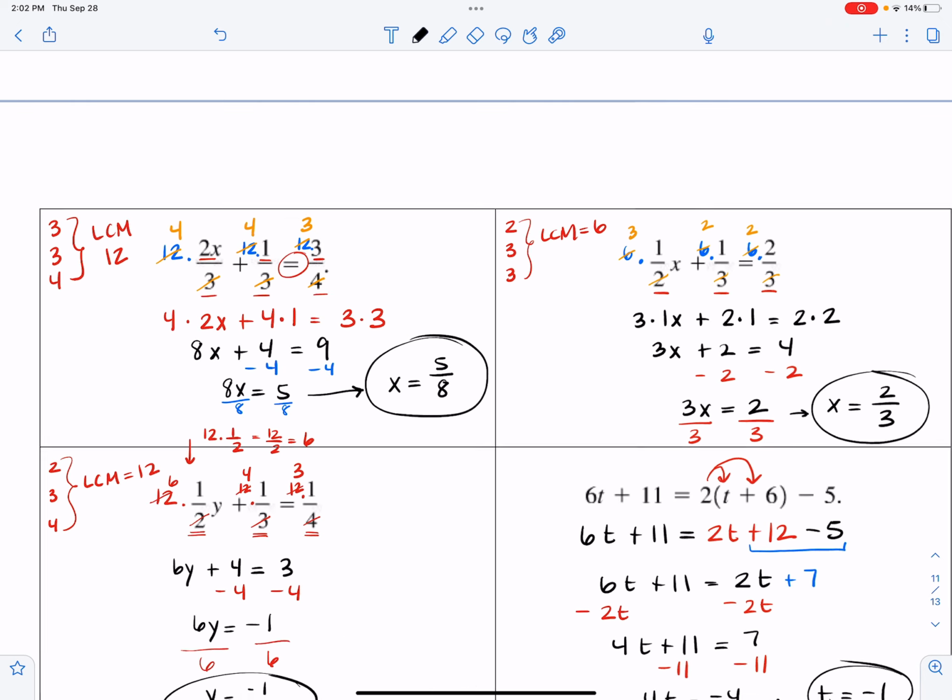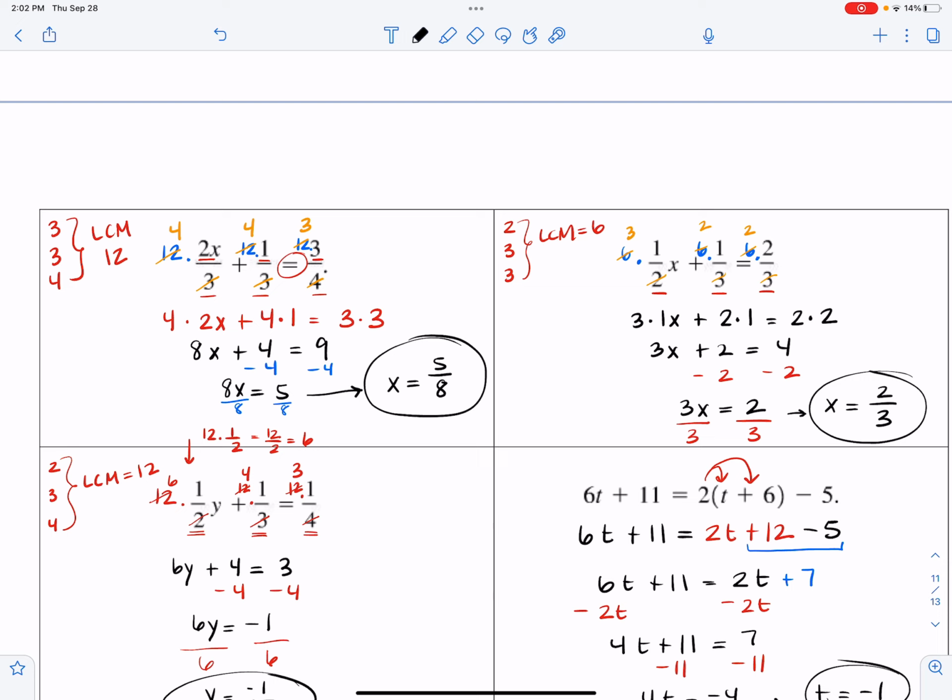There are some other ones in the notes here that you can look at again. For each one of these, you can use the least common multiple to do it one time through, or if you'd rather, do separate steps and multiply by each denominator individually.